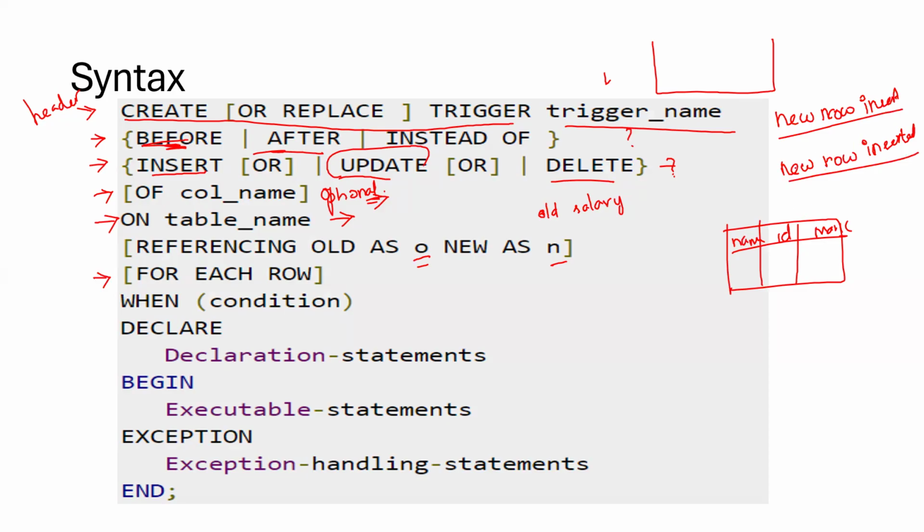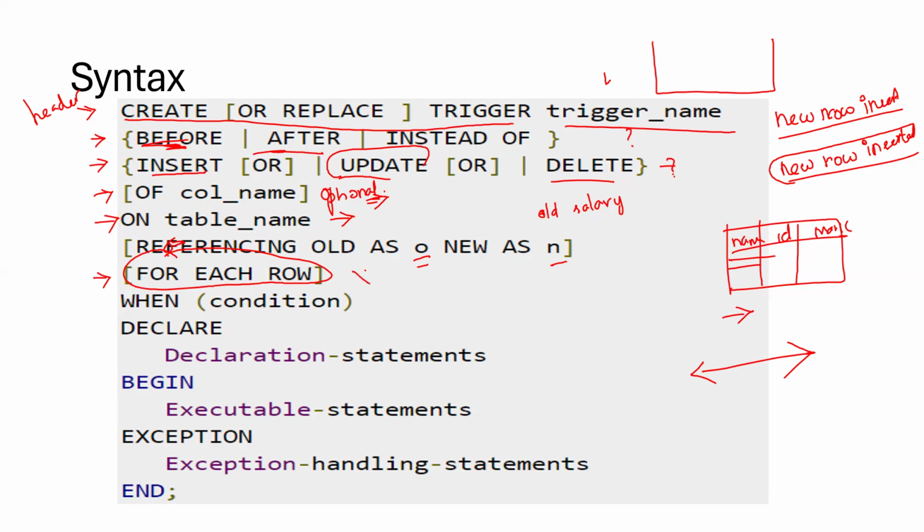It is not like a pop-up; a single line statement will be displayed along with your output. That is just so that you understand what I'm trying to teach. For each row: when a new row is inserted and I'm using the for each row option, this particular statement is used, and whenever a new row is inserted, this message will be generated.